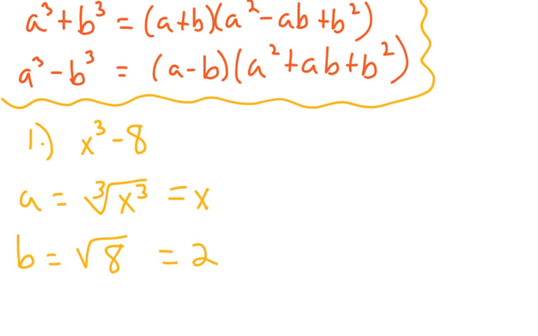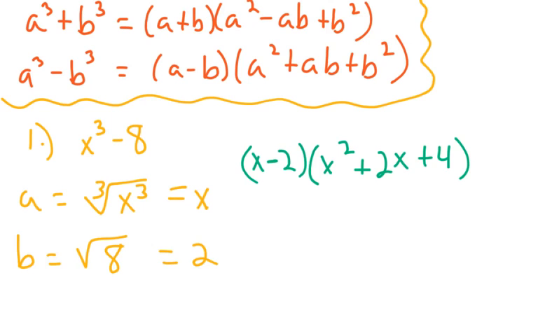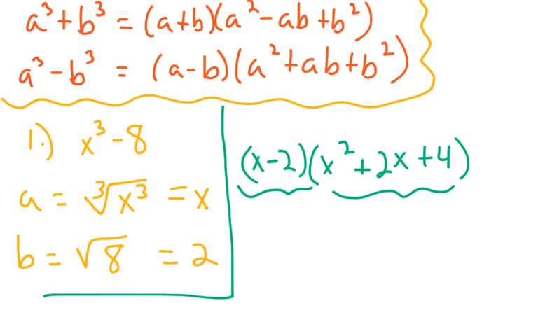Now I can plug those things into our equation for difference. So we have x minus 2 times the quantity x squared plus 2x plus 4. Again, our goal is to solve for this polynomial. So I'm going to take both pieces and set them equal to 0. But I want to make sure I'm factored into my lowest terms first. I take a look at this, and I see I can't really do anything else with it, so I can go ahead and set that equal to 0 right away.